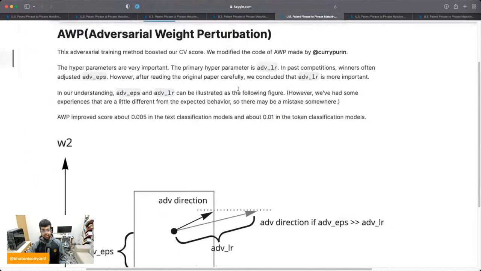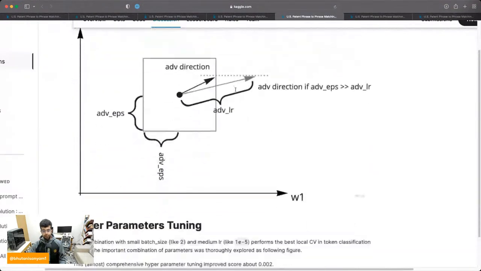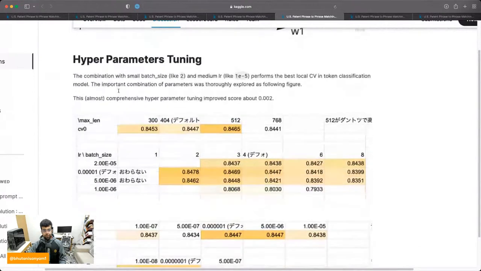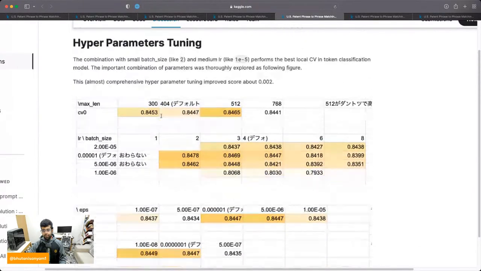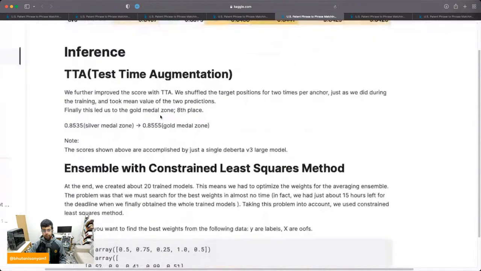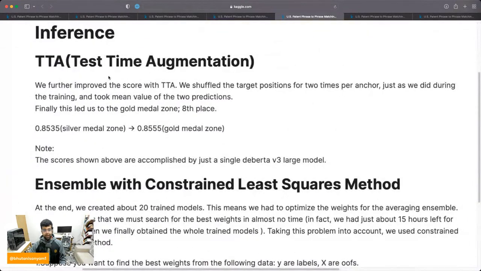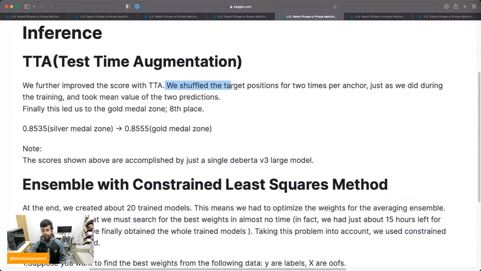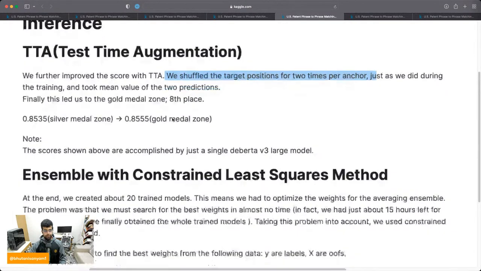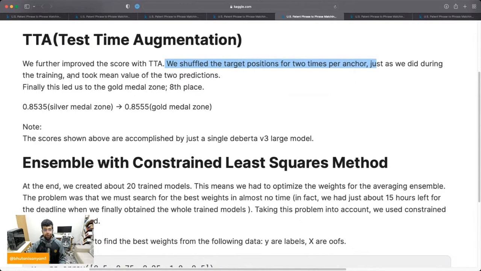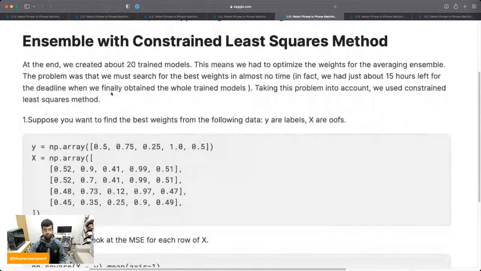From here, they've shared the AWP parameters. And they've also shared some hyperparameter tuning that was performed. For TTA, they still shuffled the target positions 2 times per anchor. And this was also key for them, I would assume.